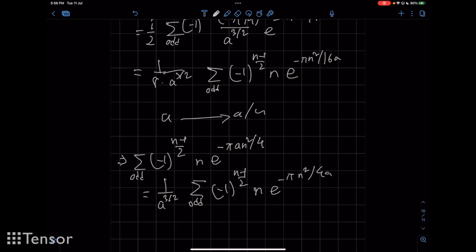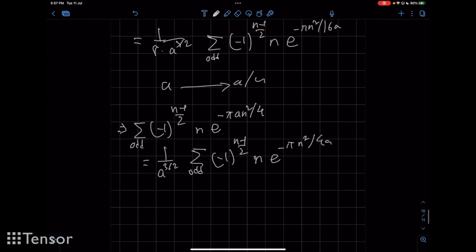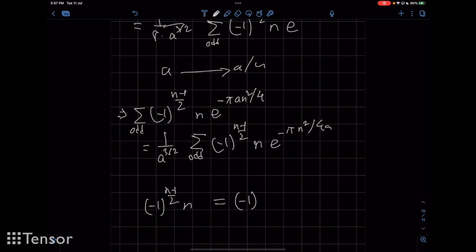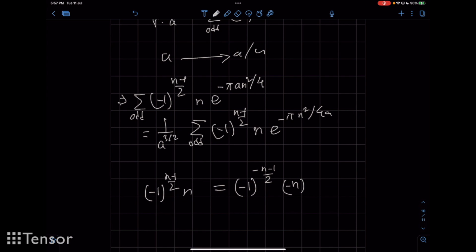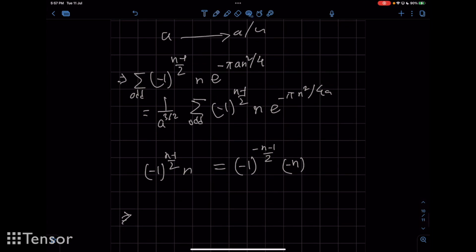Okay, and we can make a very cool observation: the n terms and the negative n terms give us the same value. They contribute the same value in the sum. Why? Because in the exponent there is n squared, so of course that part is taken care of. And negative 1 to the (n minus 1) over 2, times n, this part is in both the sums. So this is equal to negative 1 to the power (negative n minus 1) over 2, times negative n. Okay, so therefore the plus n and minus n contribute the same. So we can just take only the positive odd numbers.